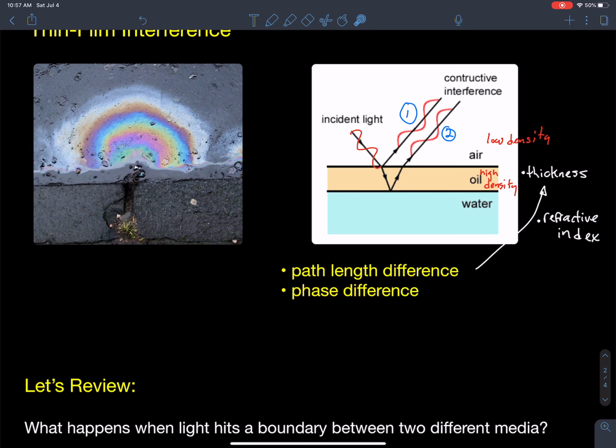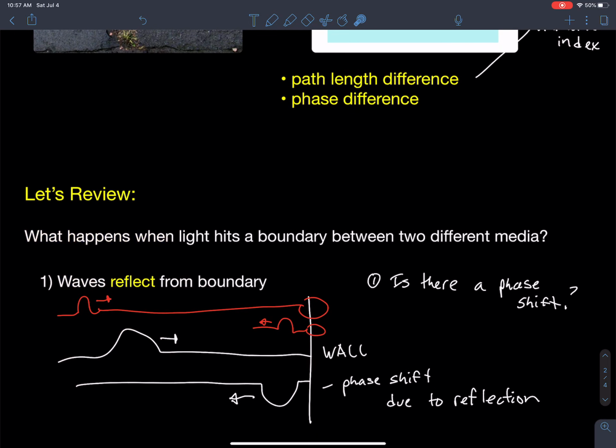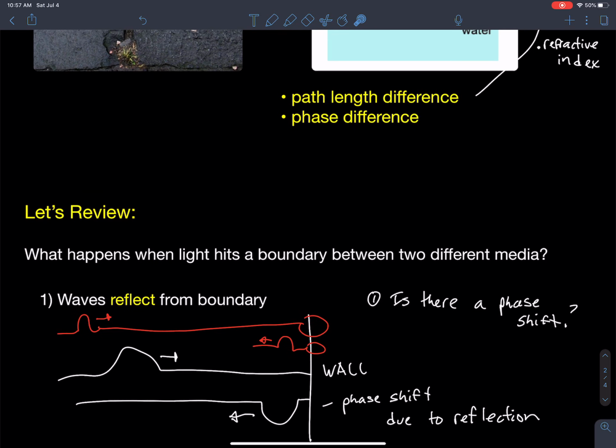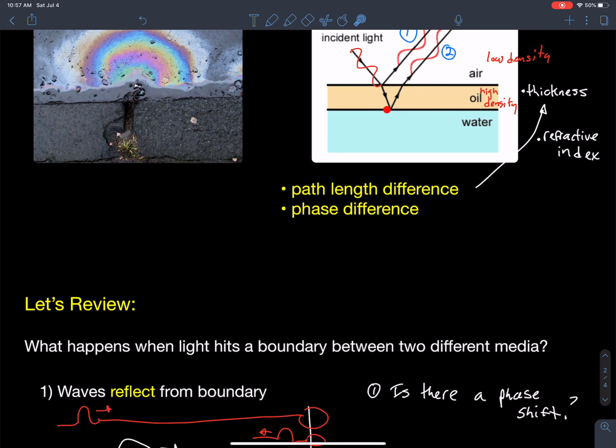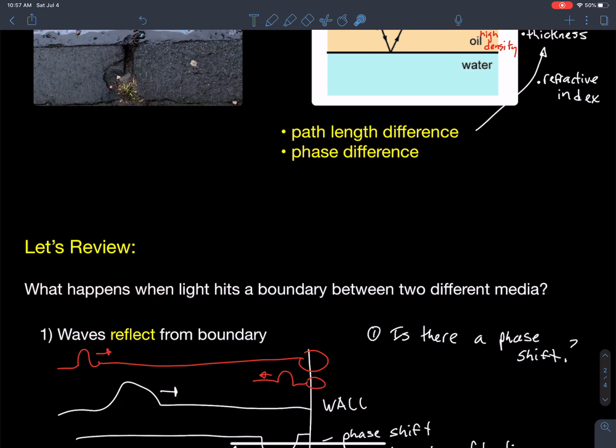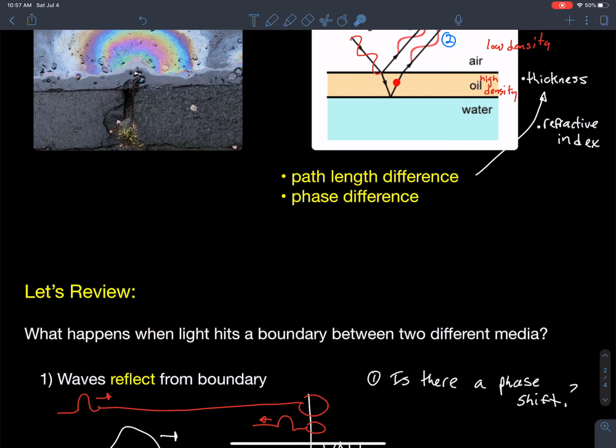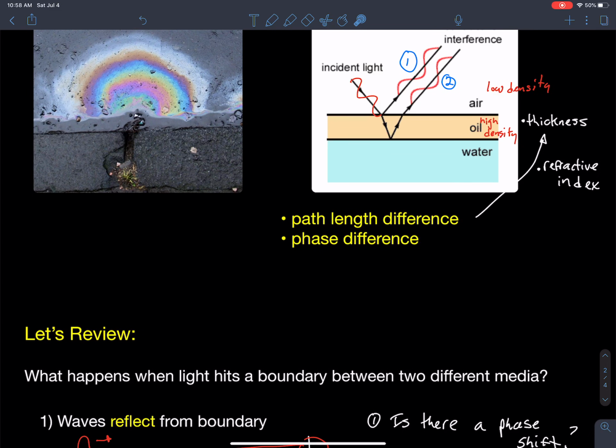On the other hand, if I'm going from something like this little ray over here, so imagine I'm going up and reflecting there, from something that has high density to something that has low density, we can imagine that situation is more like a loose end. I'm going into a medium that's a lot easier, so it's a loose end. So that reflection would occur without a phase shift. In that case, if a trough entered that boundary here, it would reflect as a trough without a phase shift.